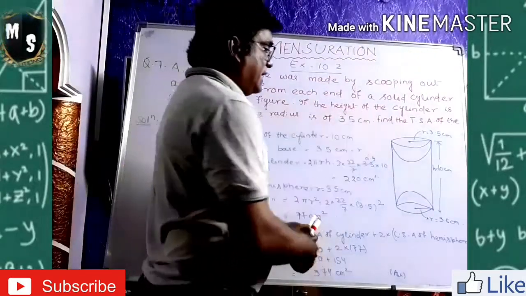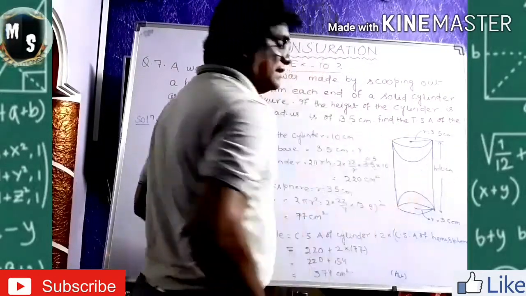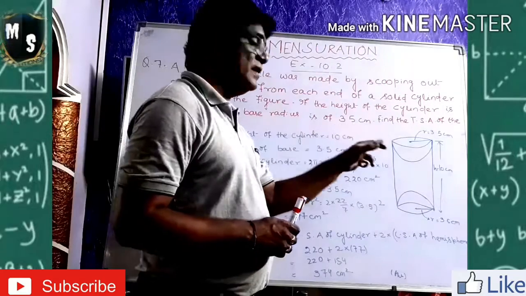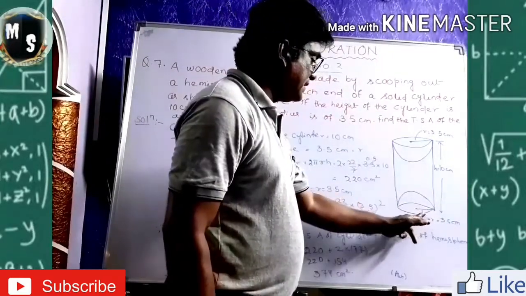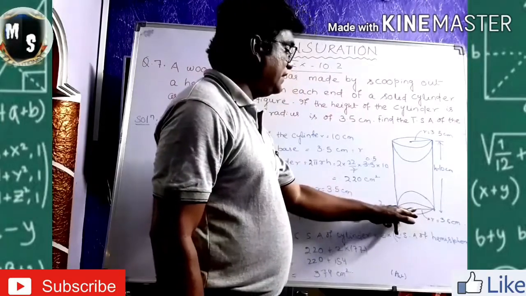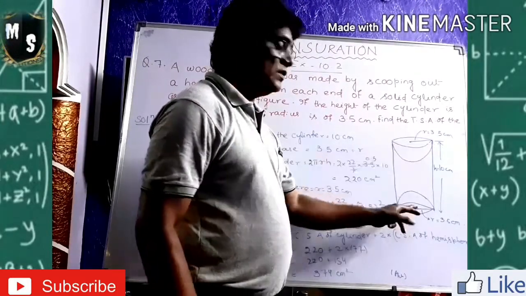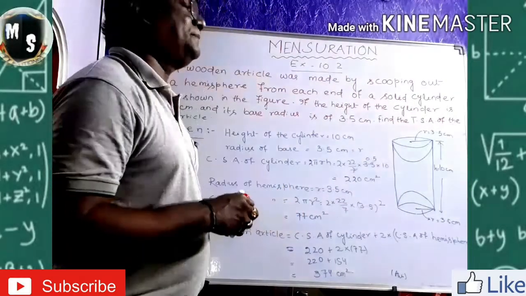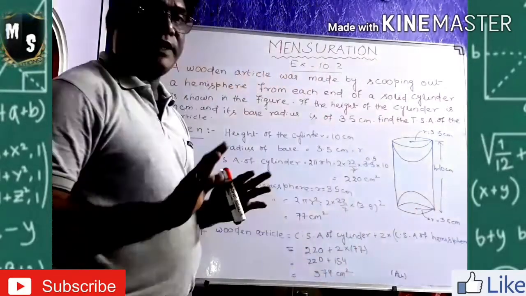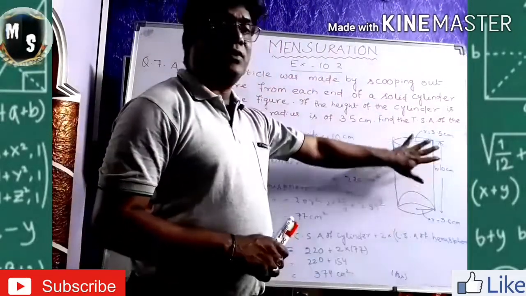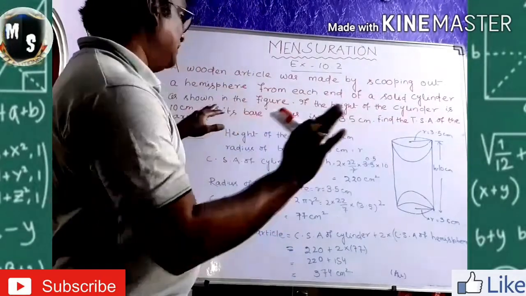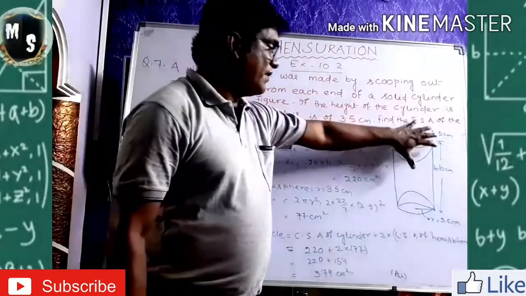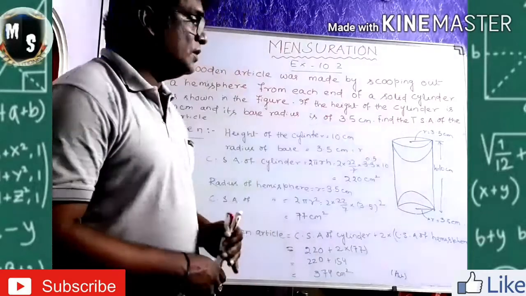The height of the cylinder is given to you, that is h equal to 10 centimeter, and its base radius is 3.5. Base radius means radius of the base. This is 3.5. This radius is also the radius for the hemisphere. That you have to know. The cylinder radius is also equal to the radius of the hemisphere, that is 3.5 centimeter. I hope you understood this whole figure and also the abbreviations and the measurements. Find the TSA of the article. You have to find the TSA of the remaining article. Clear now? So now what is it saying?